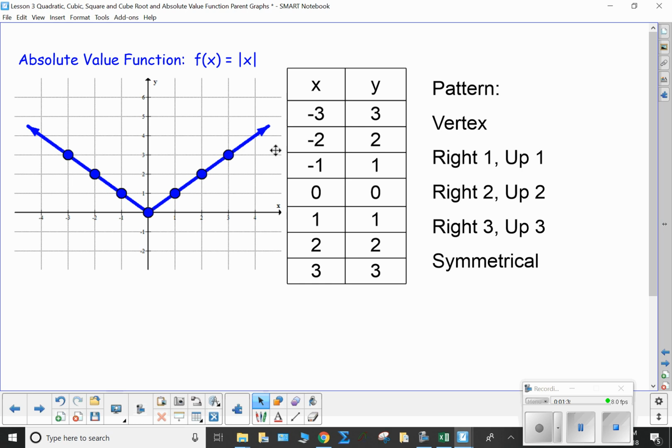An absolute value function is denoted by the 2 vertical lines on either side of the x. Here, the absolute value of any number is the positive version of the number. So the absolute value of -3 is 3, of -2 is 2, of -1 is 1, and so on. Again, notice you have a vertex or a turning point. The pattern here: right 1, up 1. Go back to the vertex, right 2, up 2. Back to the vertex, right 3, up 3. Symmetrical about the y-axis, so what you do on the right, you do on the left. Here is our parent pattern.